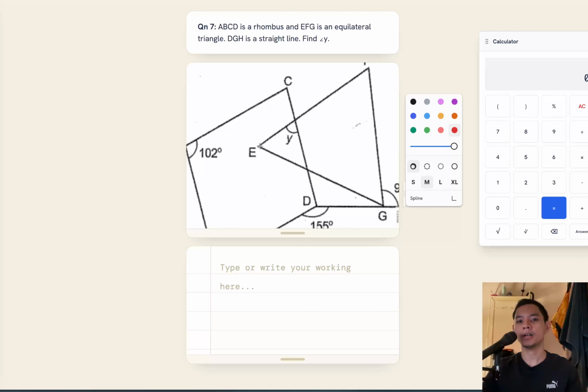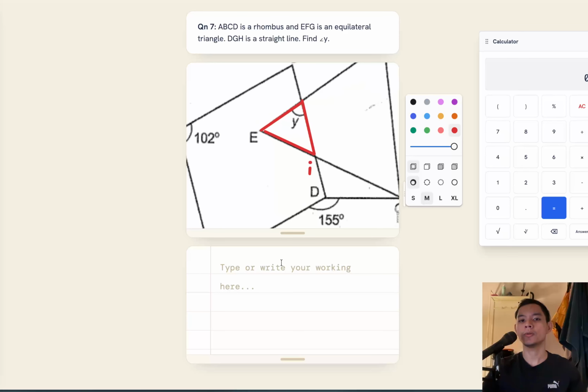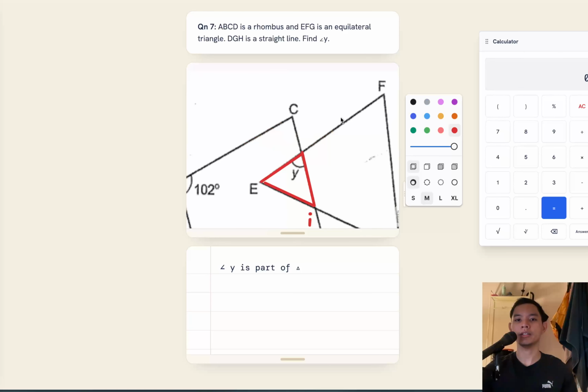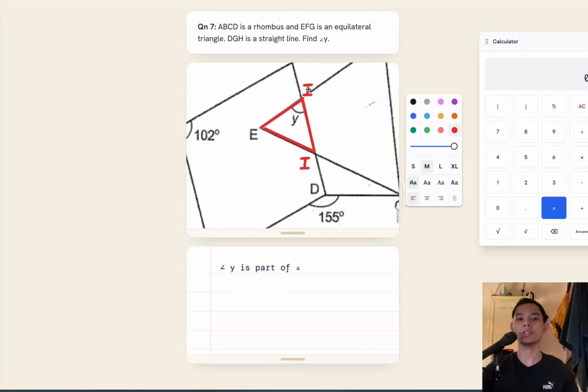Angle Y is part of this shape over here. There isn't any letter, so I'm going to put here letter I. So angle Y is part of triangle. There's I. There's no more thing here. I'm gonna put here I, J. So it's part of triangle EGJI.